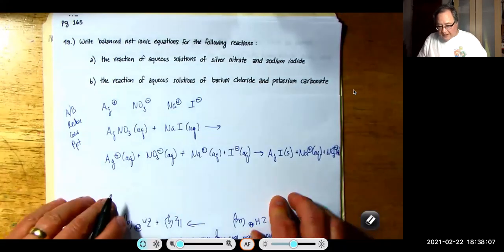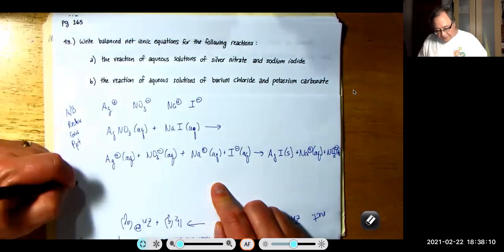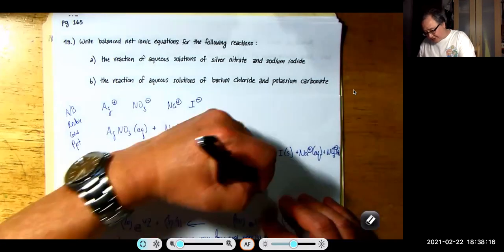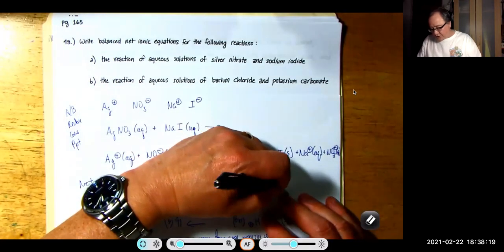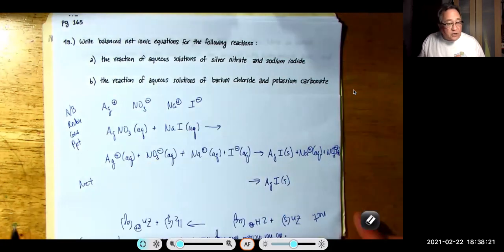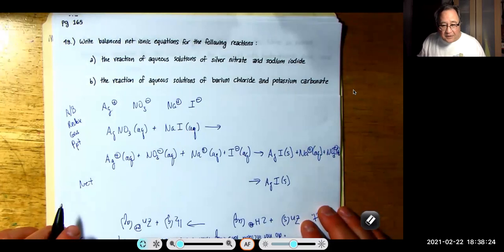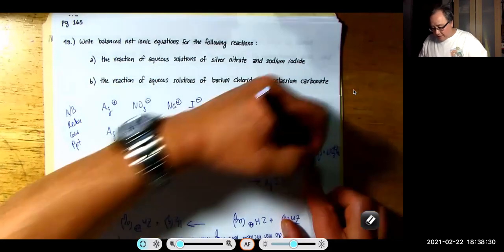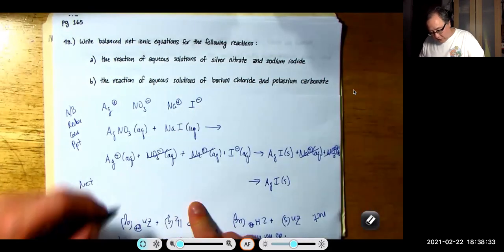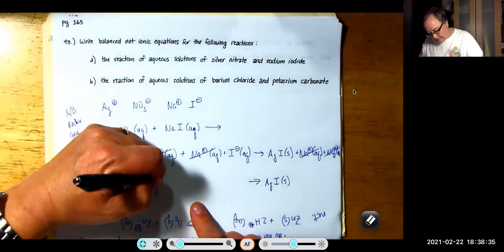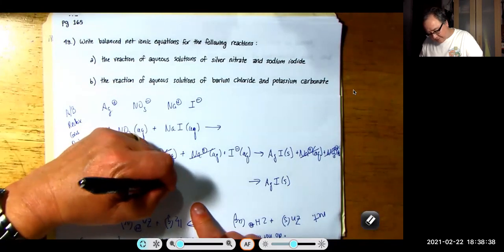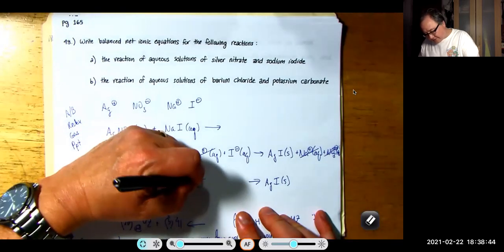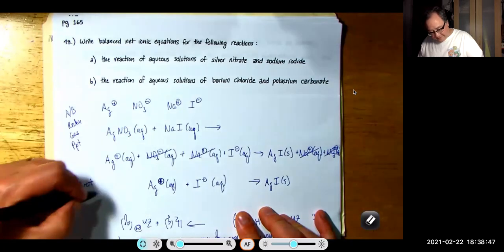So to write the net, we include all solids, all liquids, all gases. So there's the solid. The things that we don't include are ions that are the same on both sides, like this nitrate and this sodium. They are the same on both sides, so I will include the silver ion that is aqueous, and I will include the iodide ion that is aqueous, and there's the net.